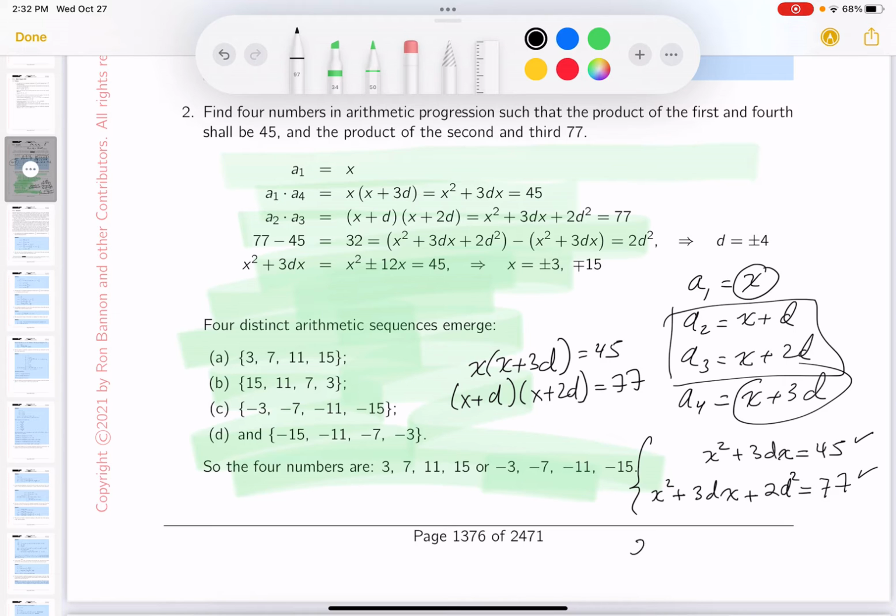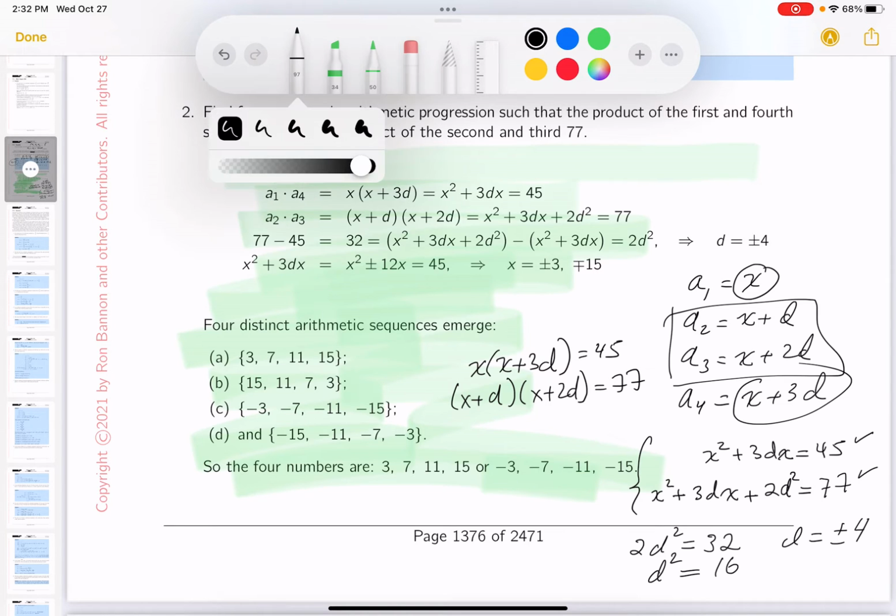So you can get 2d squared. And that's going to be what? 32, right? So d squared is 16. And d could be plus or minus 4. Well, I got a couple cases here, don't I? So I'm going to put this down. And I got to figure out the x in the problem. Now, what equation am I going to use? I'm going to tell you I'm going to use this one over here.